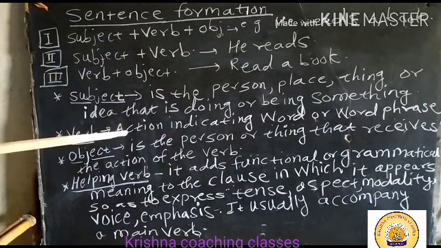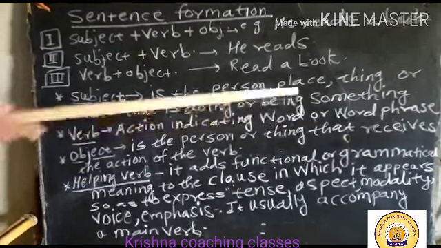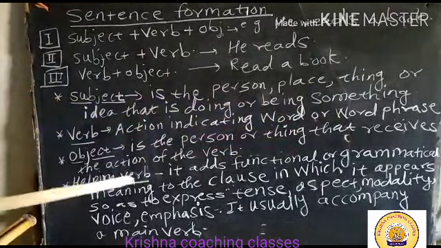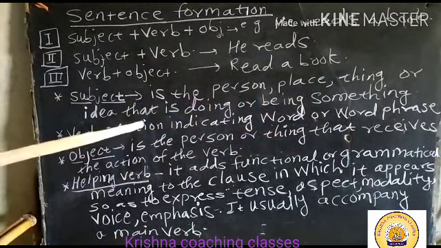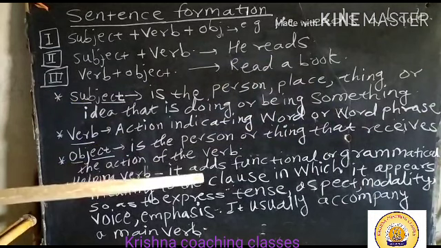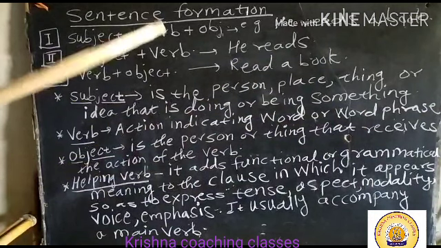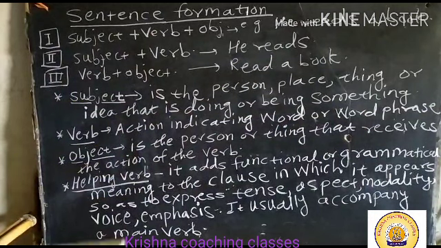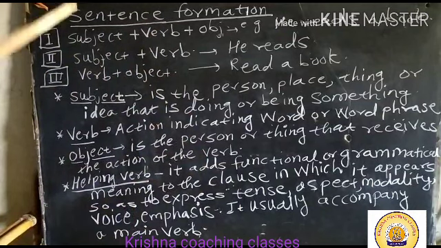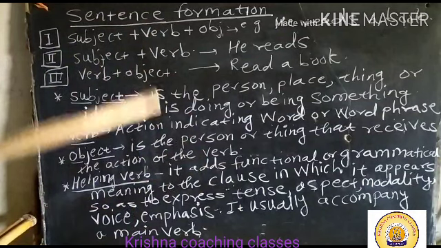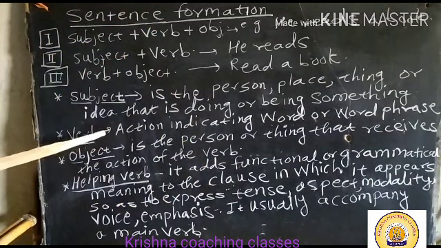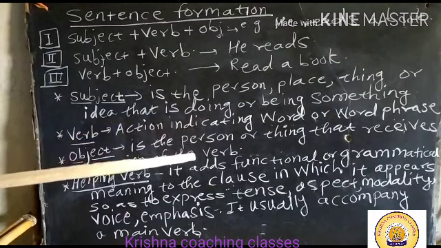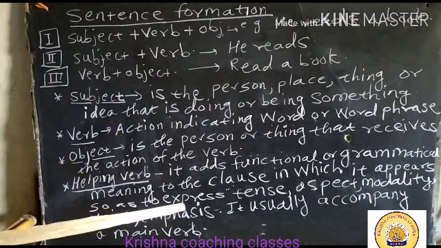I think we have studied the verb when we were discussing parts of speech. Still, a verb is an action-indicating word or word phrase. So the verb indicates the action of the sentence. Without a verb, it is not possible to form a sentence. We can form a sentence without a subject or without an object, but we cannot form a sentence without a verb. So it means a verb is a word or word phrase which completes the meaning of the sentence.